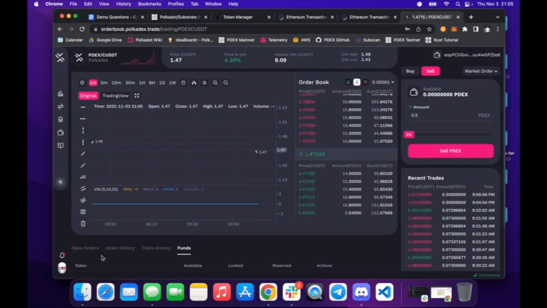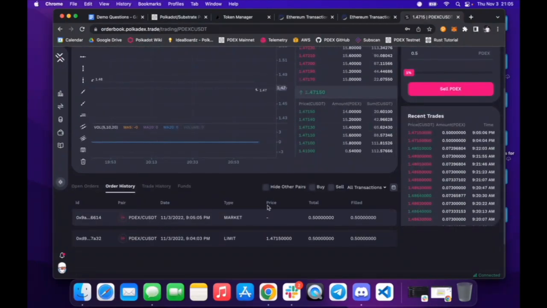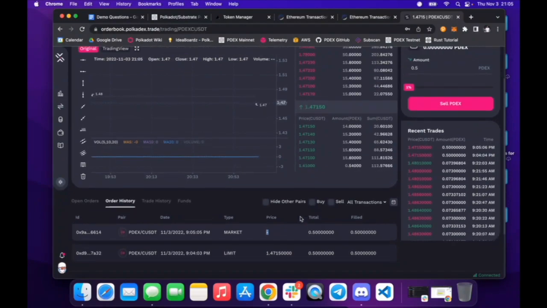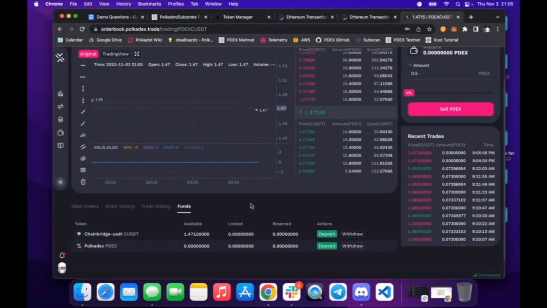And that should show up on my order history. It got processed as well. Got processed as a market order at the best market price. So we're not showing the market price at the moment. We'll be adding this later. And yeah, it got filled. And if you see your funds tab, I do not have any PDEX anymore, but I have 1.4 USDT.